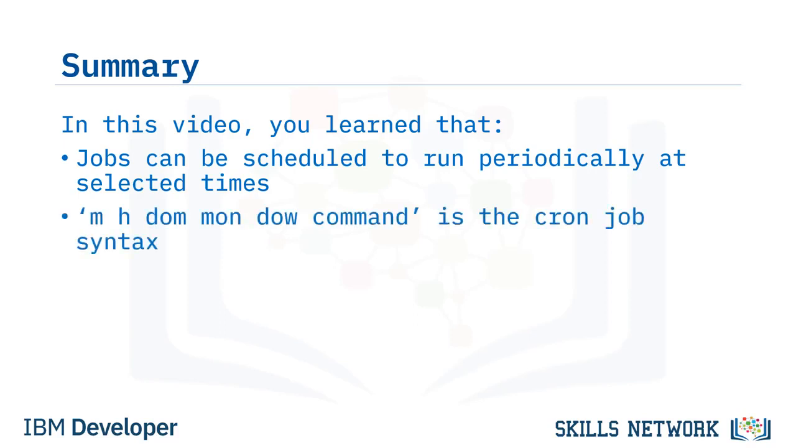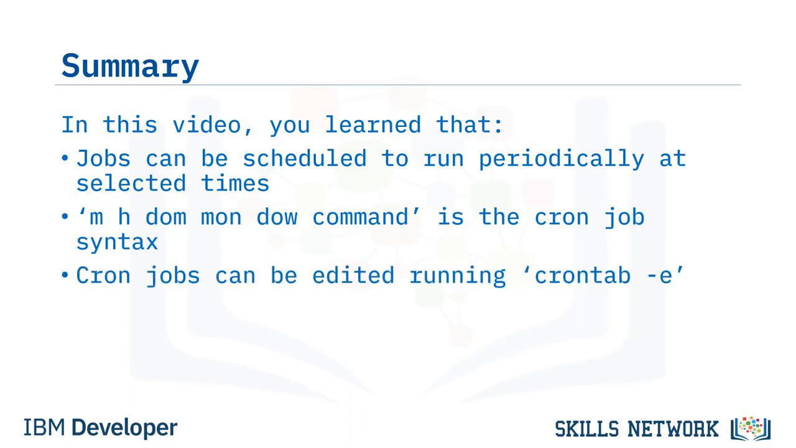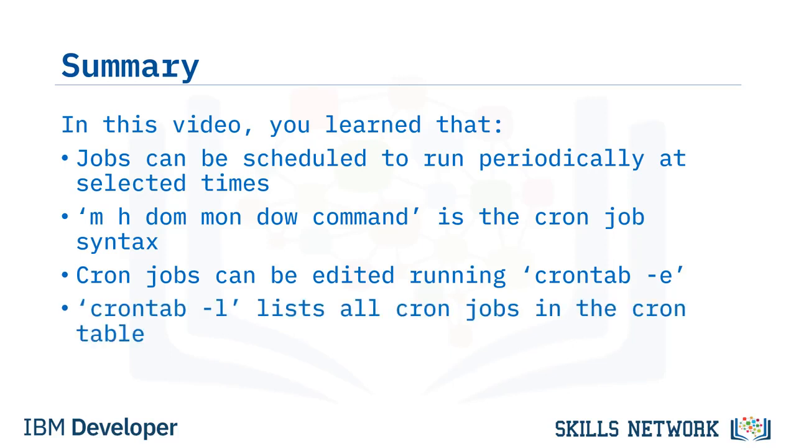In this video, you learned that cron jobs can be scheduled to run periodically at selected times. Minute, hour, day of month, month, day of week, and command is the cron job syntax. Cron jobs can be edited by running crontab -e, and crontab -l lists all cron jobs in the cron table.